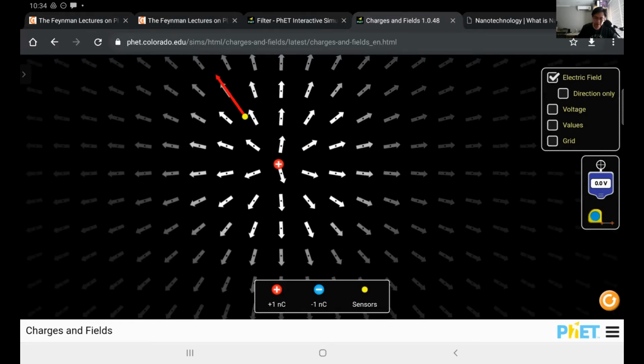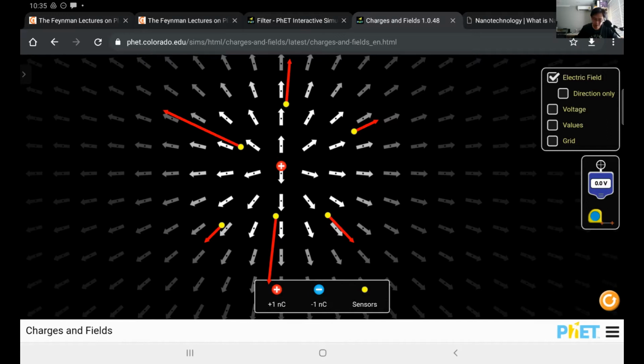So when I press the sensor there, you can see now that no matter where you are on this one, the electric field from a positive charge will point away from it. Okay, I can place many sensors there so you get a sense of what it is. Okay, pointing away from the positive charge that's generating it.